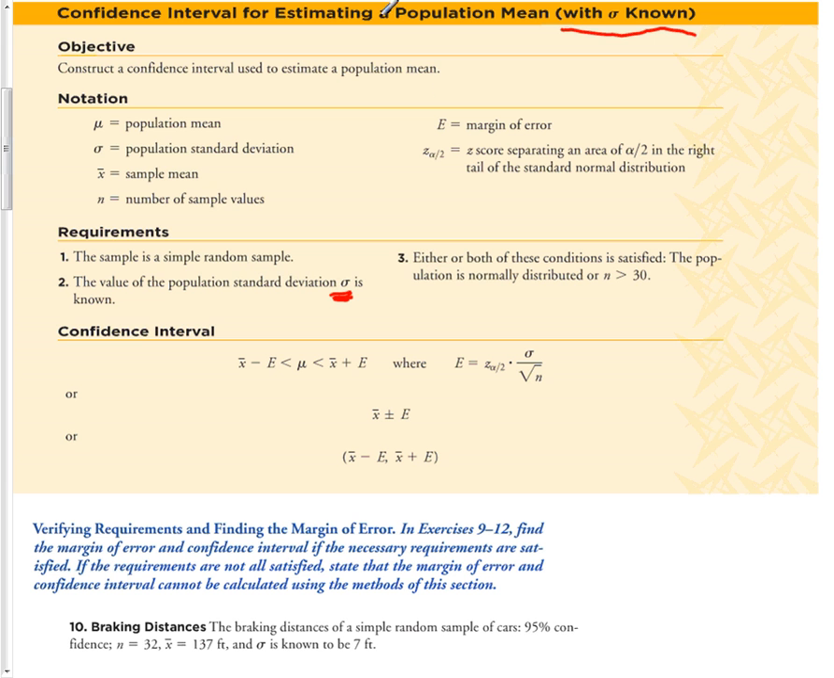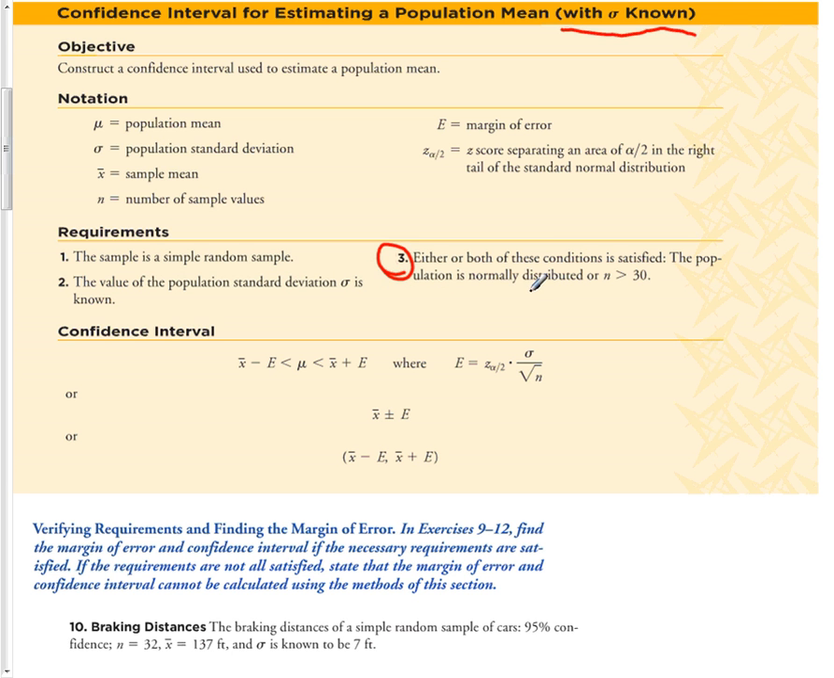The third requirement is really the most important requirement. The third requirement is the one that you actually have to check. The third requirement is that either or both of these conditions are satisfied. Either the population is normally distributed, or you have a large enough sample. And by large enough sample, we mean that the sample size is greater than 30.